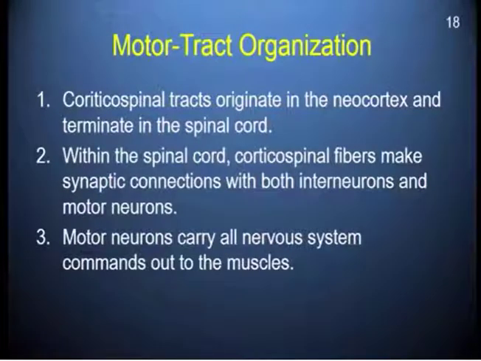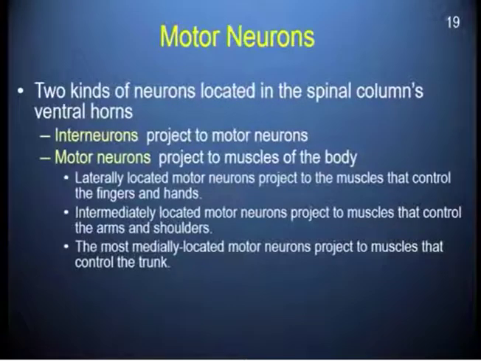How does this work? The corticospinal tract originates in the cortex, and it terminates in the spinal cord. And at the spinal cord, it interacts with interneurons, which then communicate to motor neurons. And motor neurons are what are responsible for getting the commands to the muscles. So the interneurons connect the end of the corticospinal tract to the motor neurons. And then motor neurons leave from there and communicate out to the muscles that they are related to. So fingers or hands are the most lateral, while the arms and shoulders are intermediary, and then you've got the medial stuff, which is all the mid-muscle control, on the spinal cord.